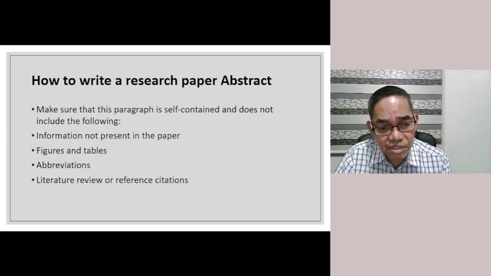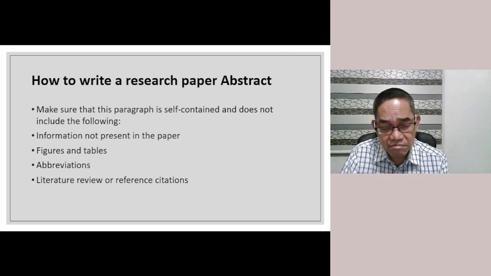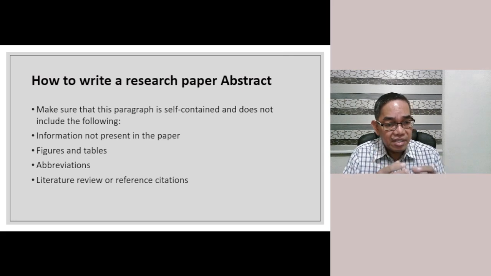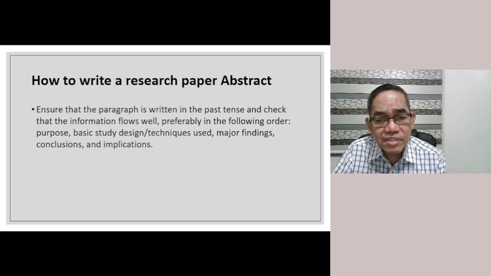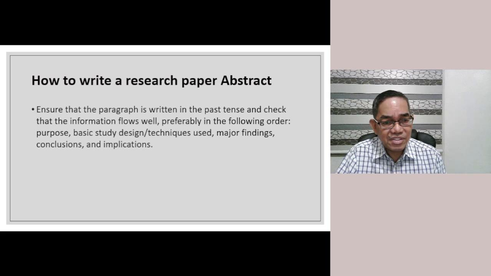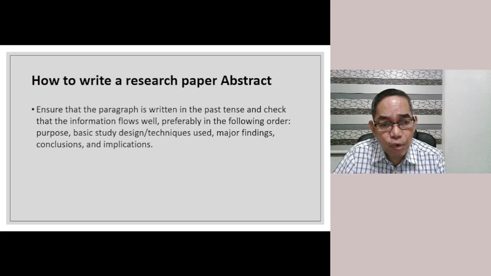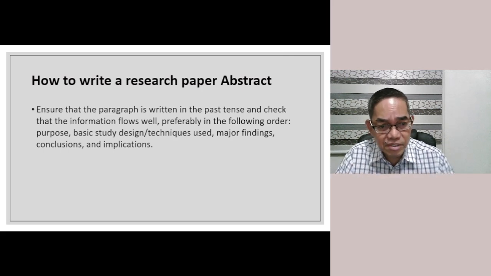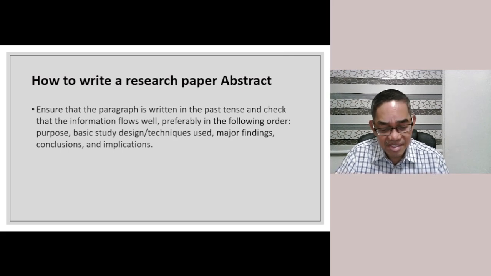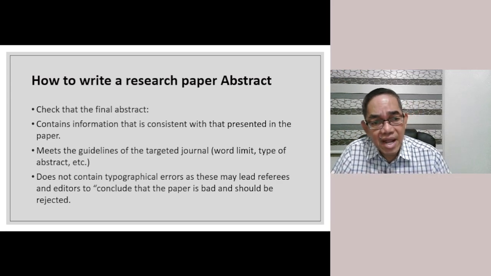And then the abstract should not include figures and tables and abbreviations. You should not be writing abbreviations. You don't have a literature review or reference citation in the abstract. And ensure that the paragraph is written in the past tense. And check that the information flows well, preferably in the following order: purpose, basic study design, techniques used, major findings, conclusions, and implications. Okay, and then check the final abstract.